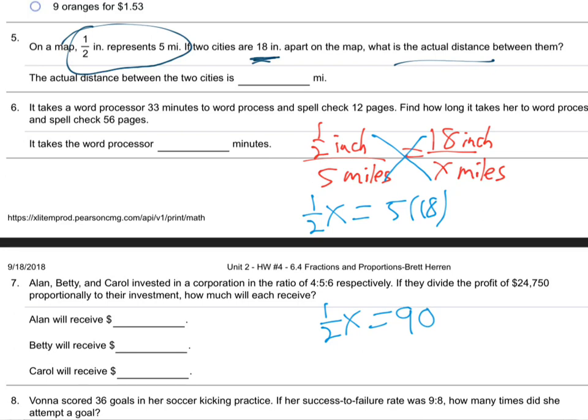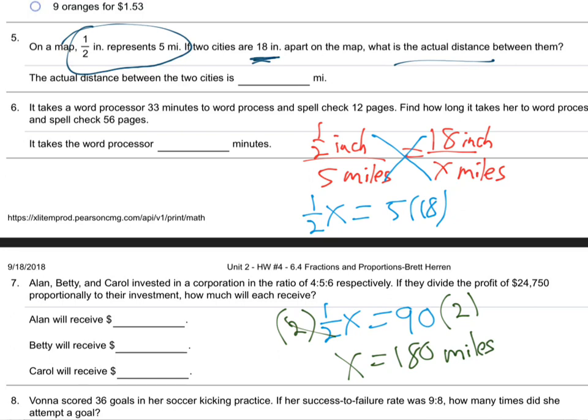How do we get x alone there? Multiply by 2. Exactly. Cancels that out. 180. 180 what? Miles. Yeah, that must be how many miles 18 inches represents.